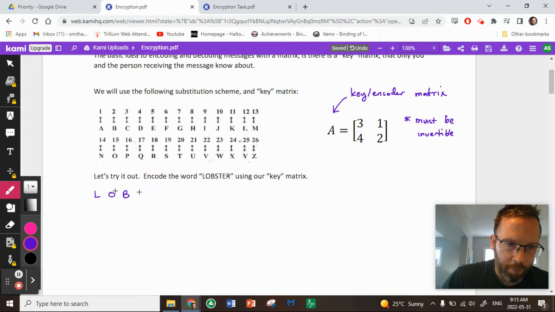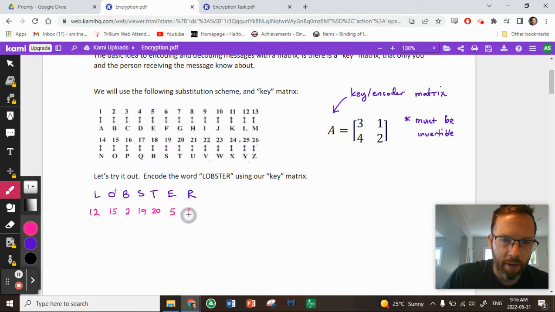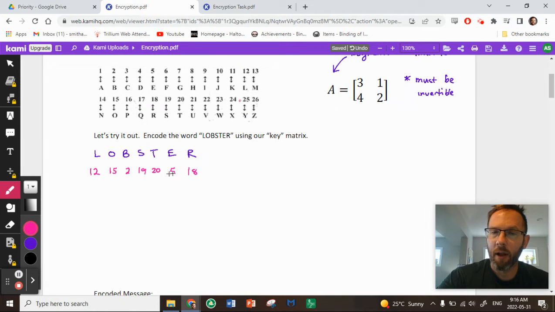So lobster, and then maybe underneath it in pink, I'll write the letters that correspond to lobster. So 12, 15, B is 2, S is 19, 20, E is 5, and R is 18. Now, to encode with a matrix, we need to take this string of numbers and put them into some 2x2 matrices. So let's do that.